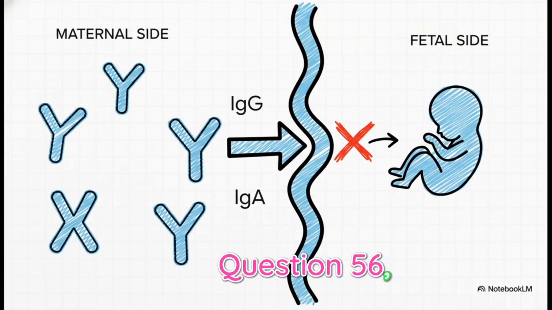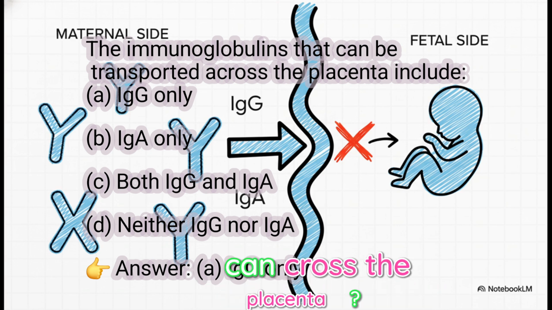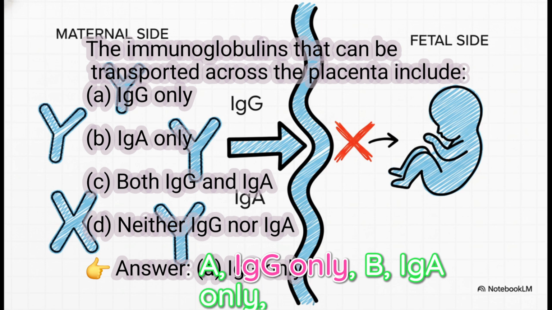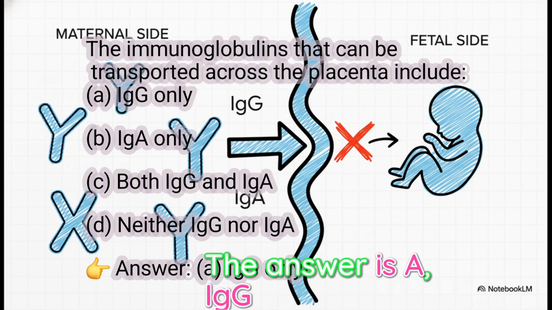Question 56, a classic immunology question. Which immunoglobulin can cross the placenta? A, IgG only, B, IgA only, C, both IgG and IgA, or D, neither? The answer is A, IgG only.